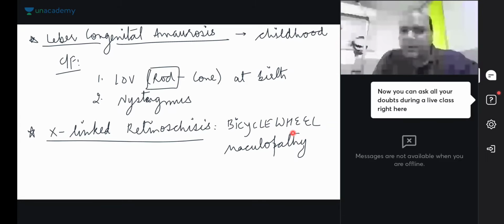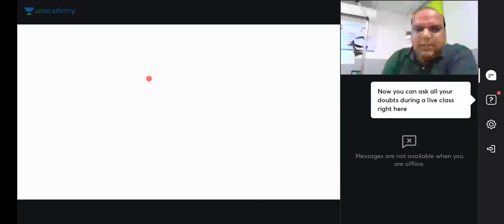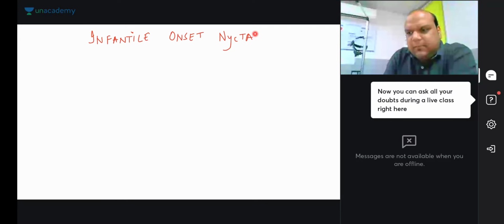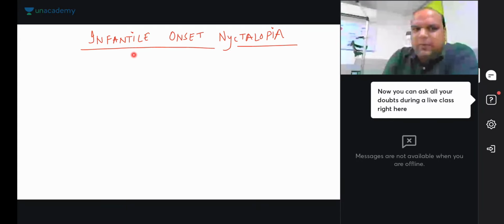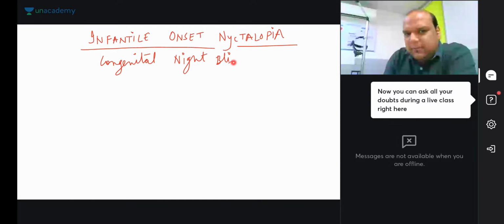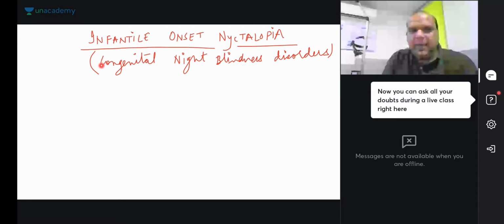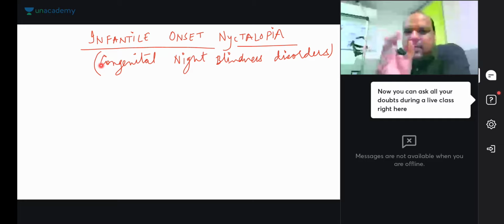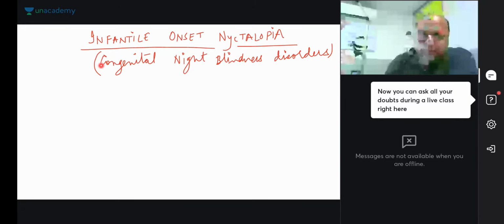Now, to finish my topic of fundus dystrophies, I will do a condition which is actually a symptom: infantile onset nyctalopia. We also call it congenital night blindness disorders. These diseases are inherited congenitally and they cause night blindness. The night blindness onset is in infancy. So there is a group of disorders causing infantile onset nyctalopia. Now, what are the disorders? There are 4 disorders here.